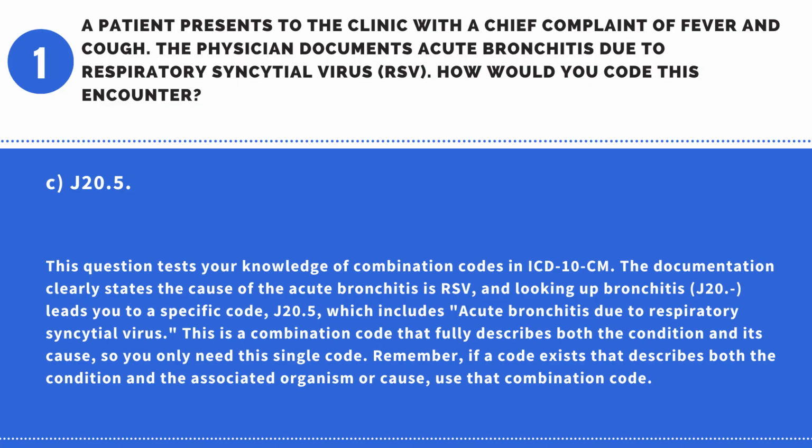Answer, C. J20.5. This question tests your knowledge of combination codes in ICD-10-CM. The documentation clearly states the cause of the acute bronchitis is RSV, and looking up bronchitis, J20 leads you to a specific code, J20.5, which includes acute bronchitis due to respiratory syncytial virus. This is a combination code that fully describes both the condition and its cause, so you only need this single code. Remember, if a code exists that describes both the condition and the associated organism or cause, use that combination code.